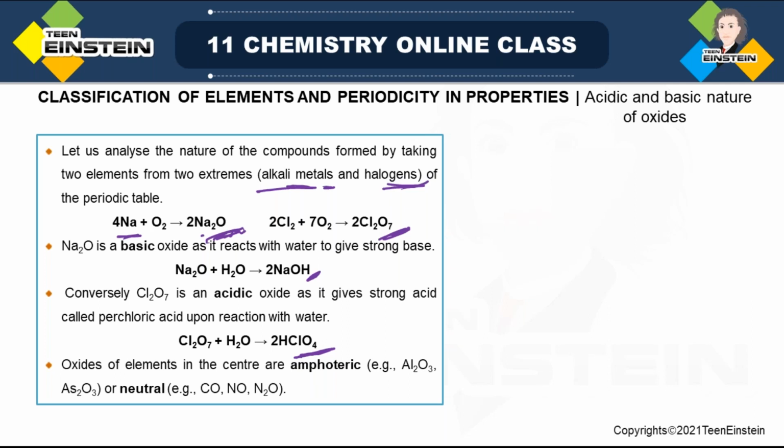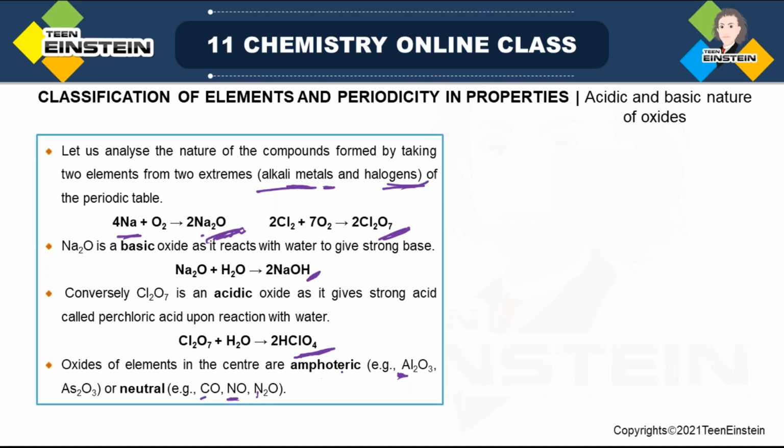Now what about the elements that are in the center? So in the center you can find some elements, that is aluminium, then carbon, nitrogen. Carbon, nitrogen, remember, which group? Carbon is group 14, nitrogen group 15, aluminium is 13. So they are in the middle part, not extreme right or left. So their oxides are amphoteric and neutral.